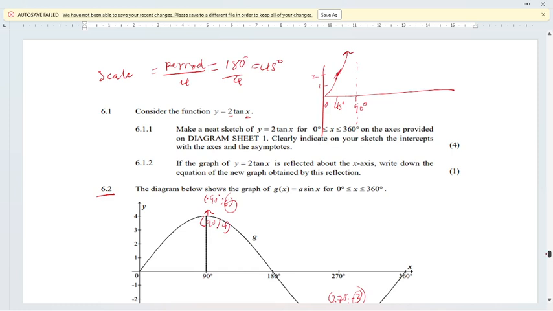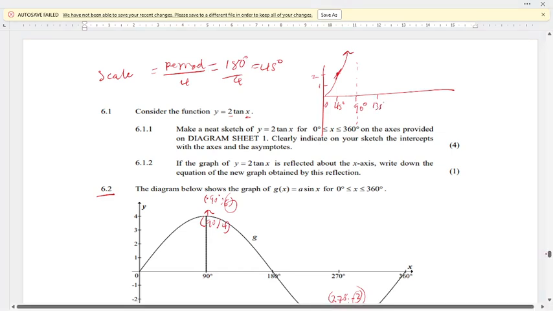From 45 to 135 degrees, 135 degrees is the value minus 2. It will be somewhere there. Then you draw the graph like this. At 180, it will be 0 again. After 135 to 180, 180 degrees equals 0. From there, the graph will go like that. So again, draw a nice graph.